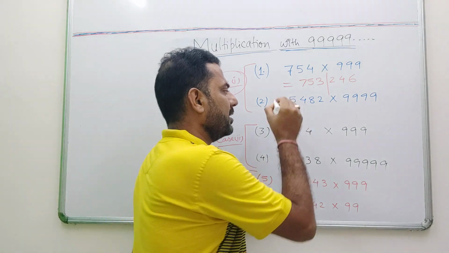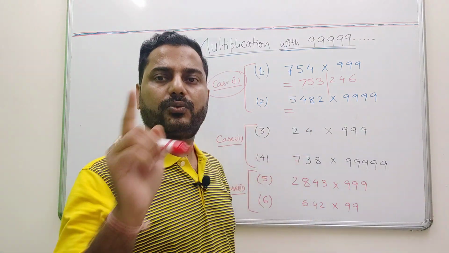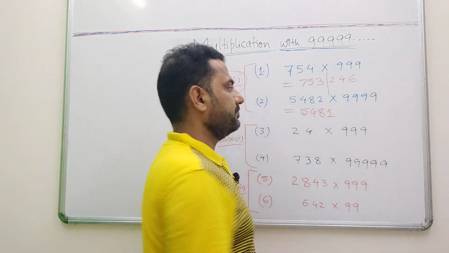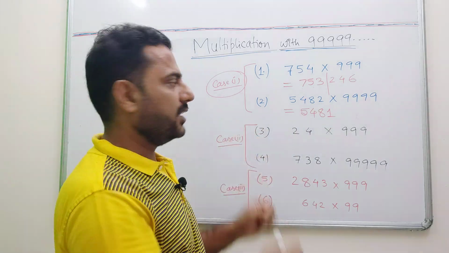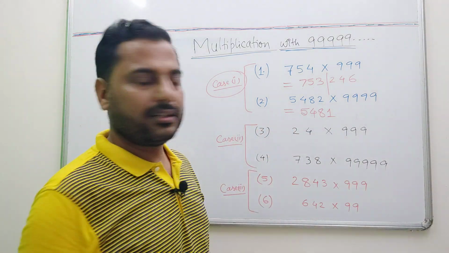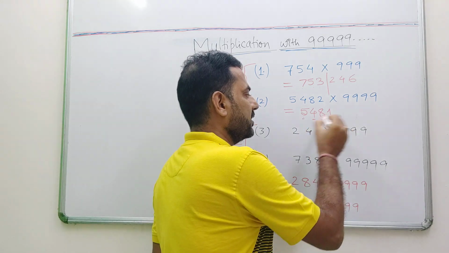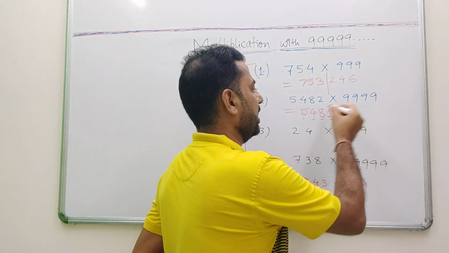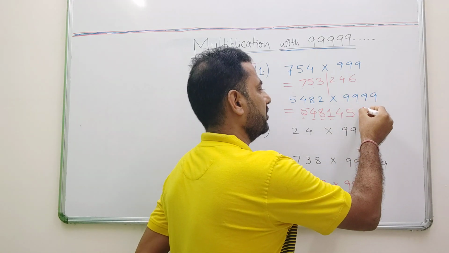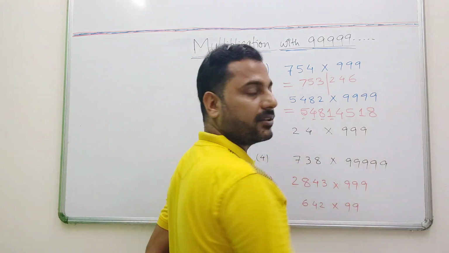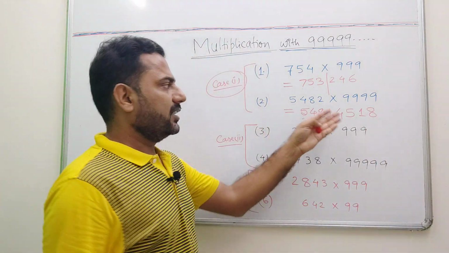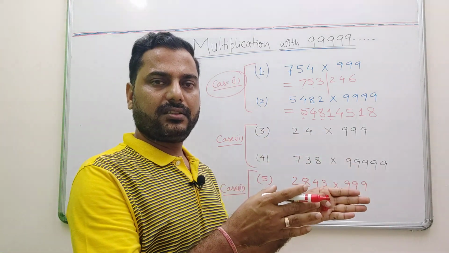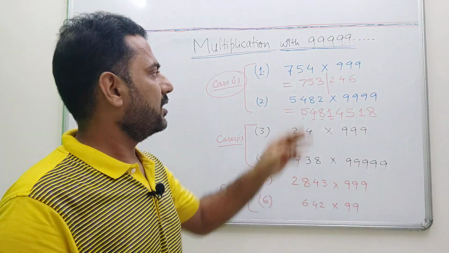So I'll follow the same method, 5482, I'll subtract 1 from 5482. The result is 5481. So that is the left hand side, left part of the answer. Now for the right hand side, each and every digit of this result will be subtracted from 9. So 9 minus 5 will be 4, 9 minus 4 will be 5, 9 minus 8 is 1 and 9 minus 1 is 8. Right? Very simple. You can follow and you can apply this to any of the questions when the number of digits in the given number and the number of 9s is equal.